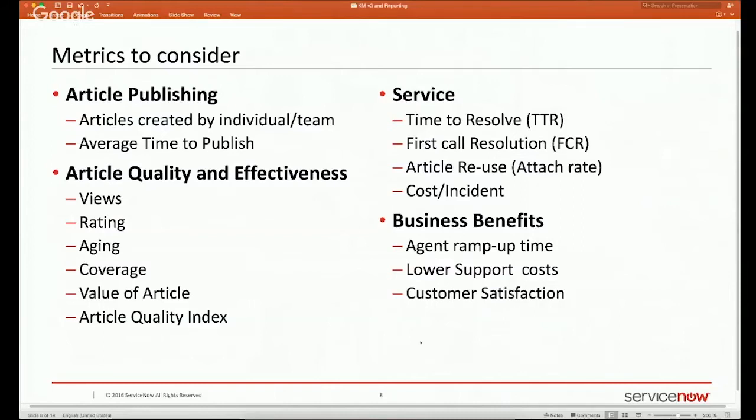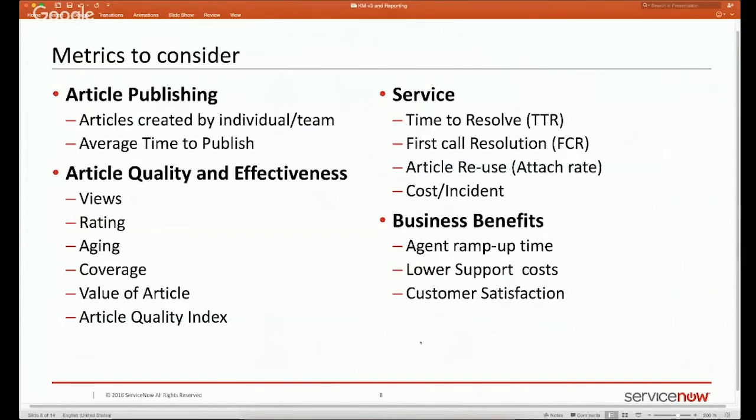So from an article publishing standpoint, these are the common ones that we see. Articles created by a person, by a team, average time to publish. So these are some of the metrics. Quality and effectiveness, you want to find out how many views, the average rating, how old are your articles, an aging report. Coverage in terms of, if you have a particular knowledge base or a category or a product that you are trying to write articles about, how well are you covered, how many articles have you got across all your supported products.